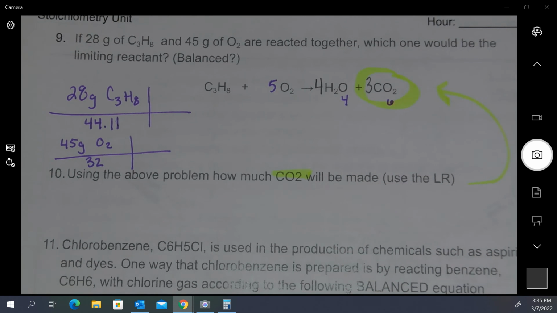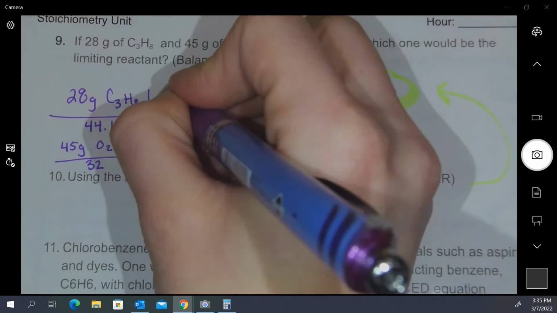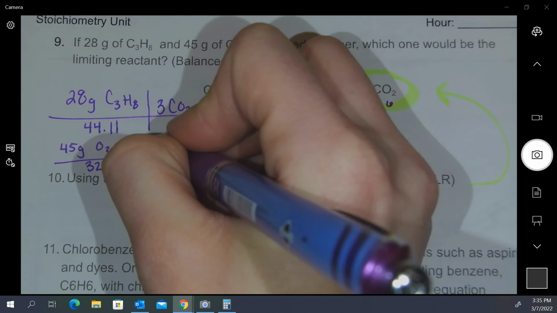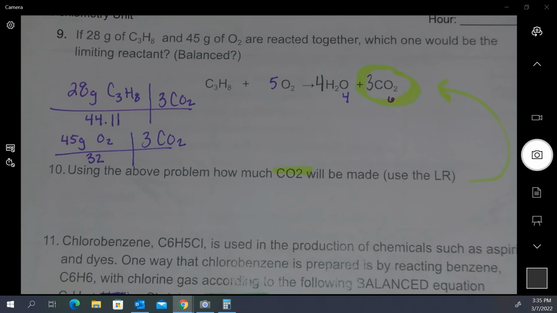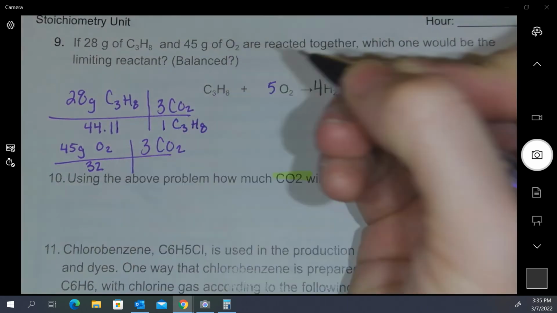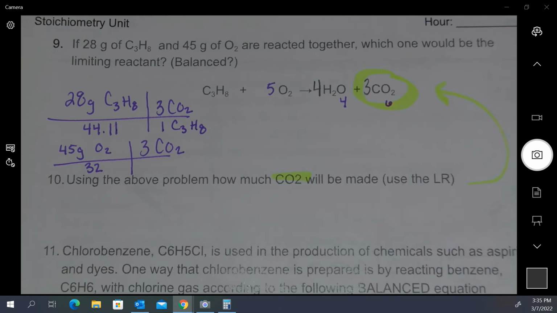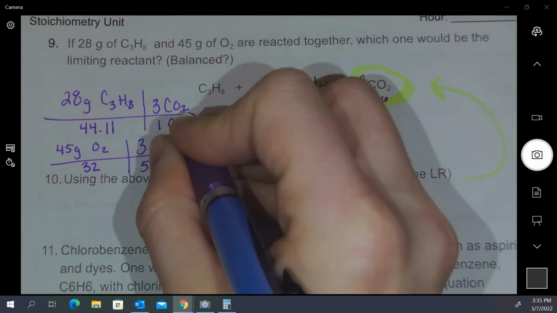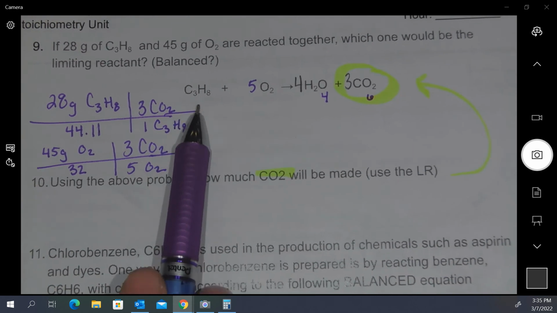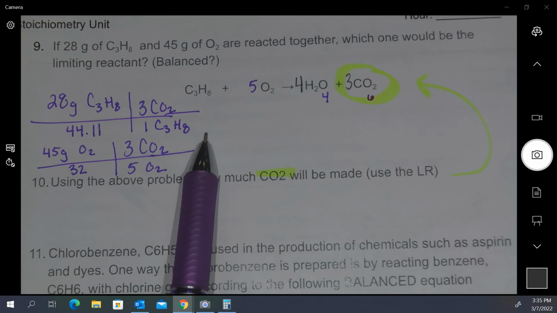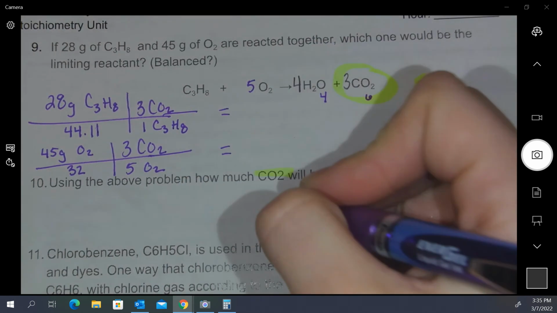So what's my coefficient in front of CO2? 3. All right. Coefficient in front of propane, C3H8? 1. Coefficient in front of O2? 5. All right. Do I need to go any further when I'm just solving for LR? No. Could I go further? Yeah, what could I do to make my math easy for number 10? I could put the molar mass of CO2 in here and solve this for grams of CO2, but you don't need to, and we're not going to, because you'll just do it afterwards.